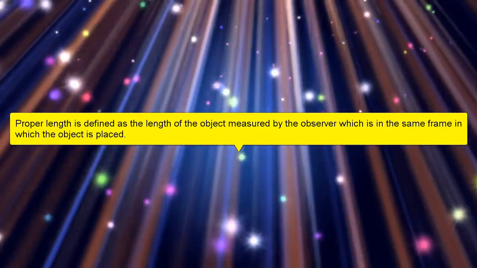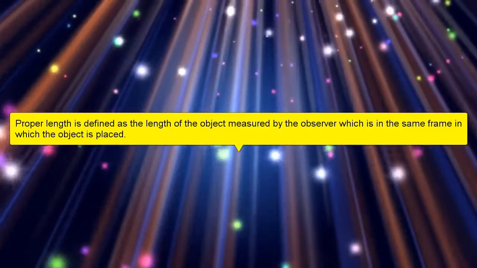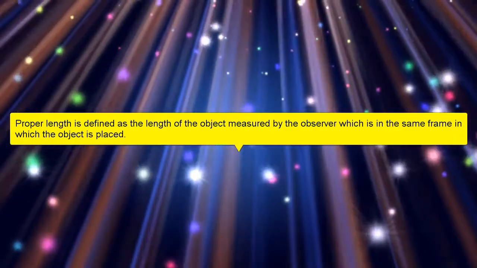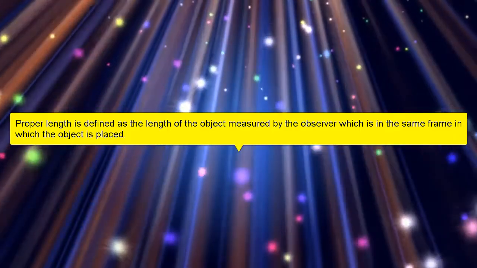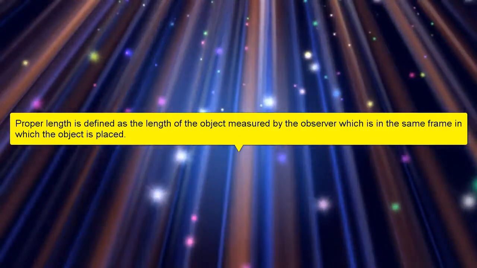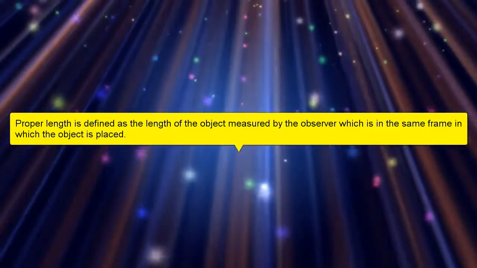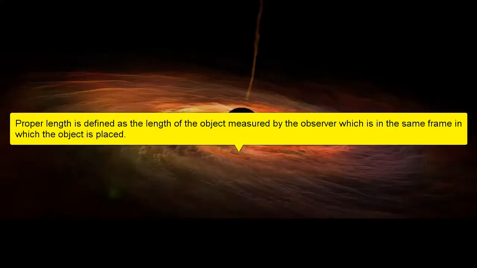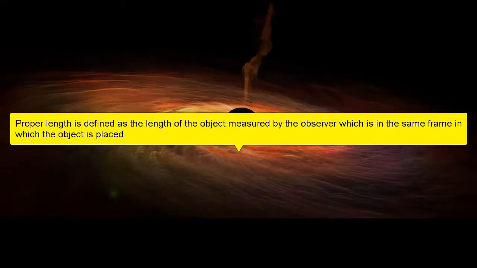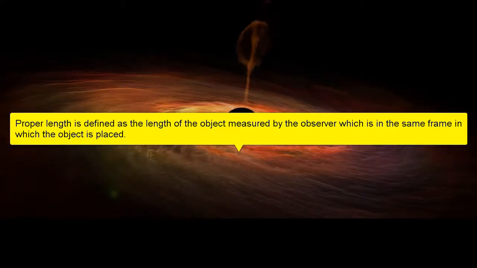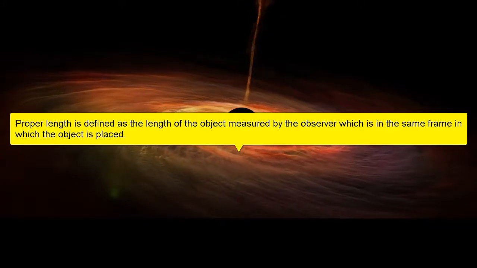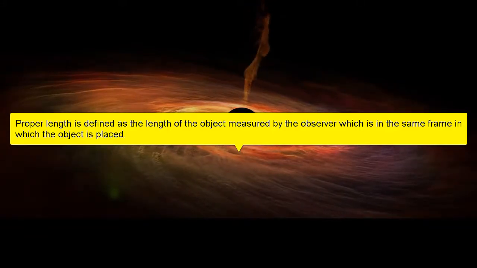So what is the apparent length or the contracted length? Now suppose there is an observer, a person standing outside the car, and the car is traveling with a speed comparable to the speed of light. Now according to him, there will be a change in the length of the object. That length is known as the apparent length or the contracted length.